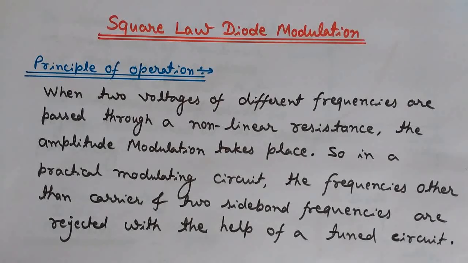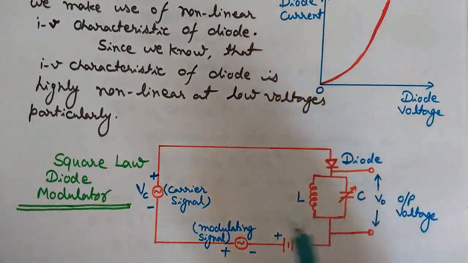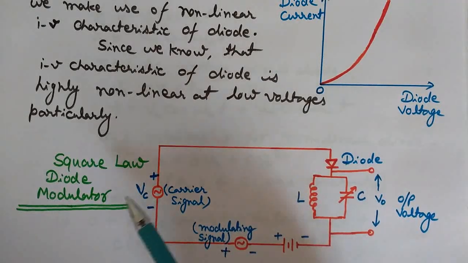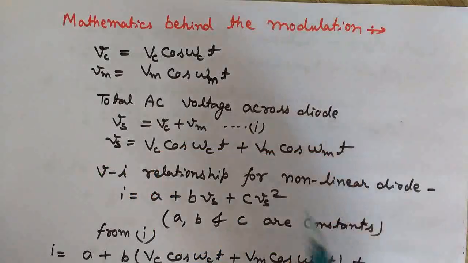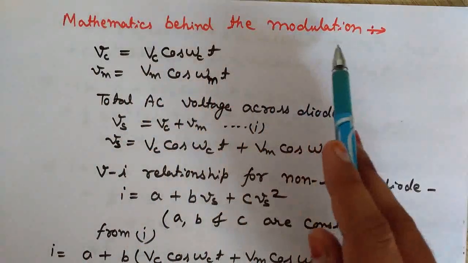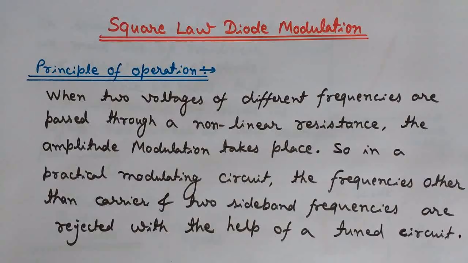I am Lalit Vasist. This video is about square law diode modulation. Here we will see the basic principle of square law diode modulation, the circuit diagram of the square law diode modulator, how it works, and also the mathematical analysis of this square law diode modulator. So let's start with the basic principle of operation.